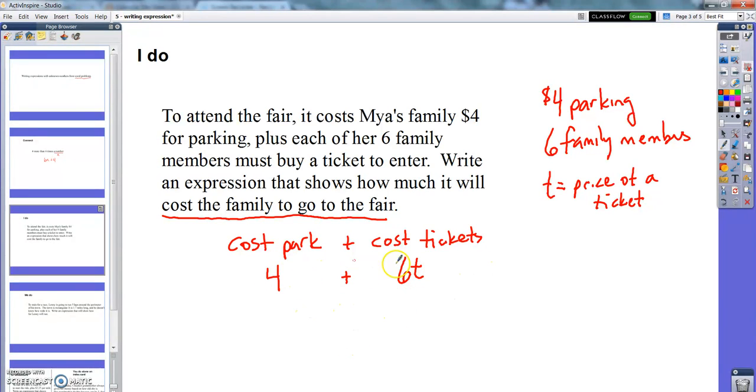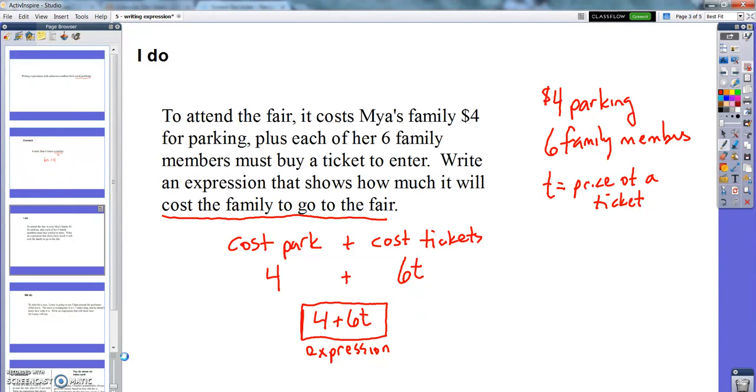So the expression that's going to show their total cost is going to be $4 to park plus 6 times whatever that ticket is. And if I then knew the ticket cost, then I would be able to calculate the price. But without knowing it, this is an expression that shows me how much they're going to pay when I don't know a certain value. I can't just give them a price because I got to know the number. All right, and I got that, by the way.